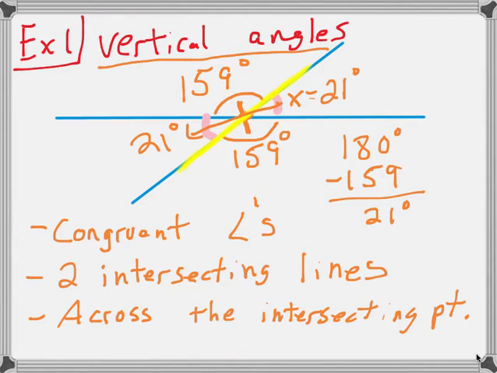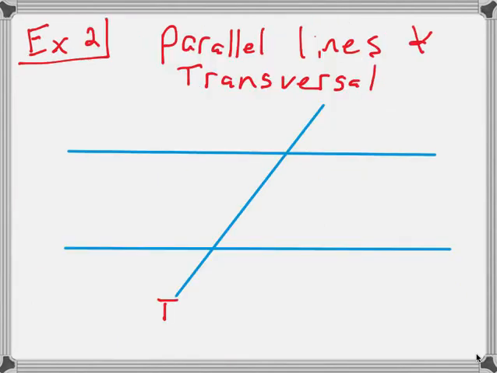Let's look at another example here. What we got for this example is parallel lines. Parallel lines, guys, they stay the same distance apart. They never touch, and the line that cuts through these parallel lines is called the transversal. I got it labeled T down below. Now in this example, I'm going to give you one angle measure, and with that given angle measure, you should be able to tell me what all the angles are.